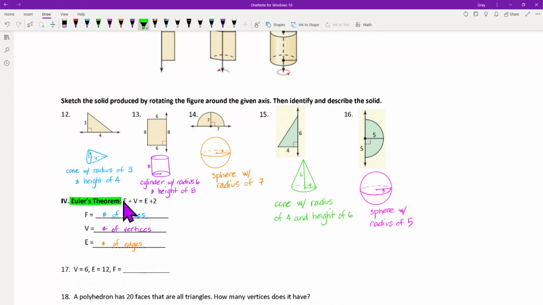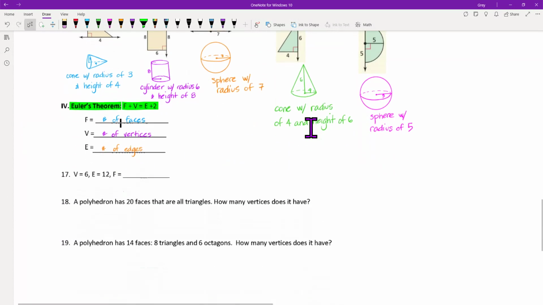I'll go ahead and highlight that formula again. F plus V equals E plus 2. So I know V, I know E, and I'm looking for F. So I'm just going to plug into the formula. I'm looking for F plus V, which is 6, equals E, which is 12, plus 2. So when you solve that, that gives you 18, 6. 18 minus 6 is 12.